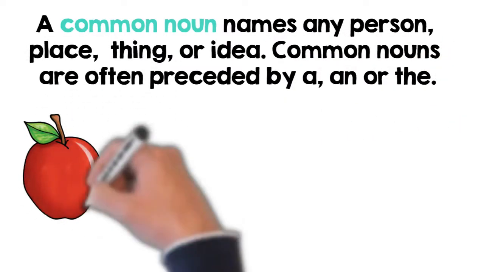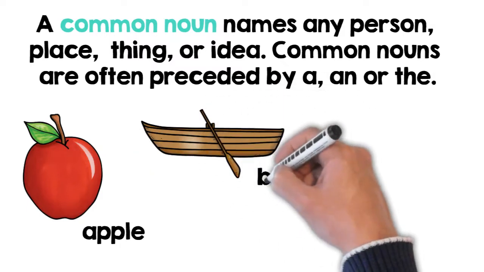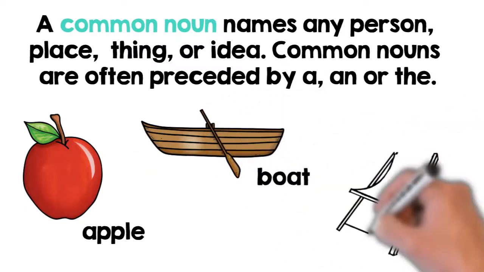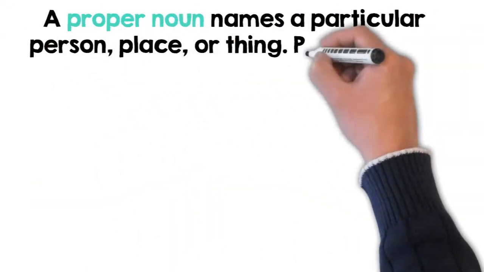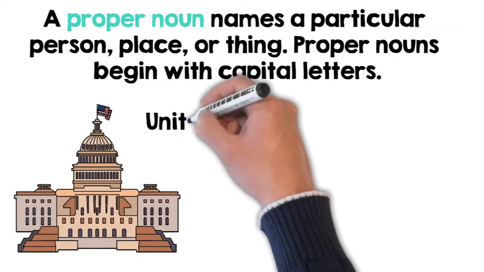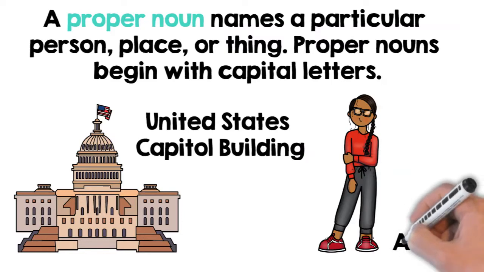A common noun names any person, place, thing, or idea. Common nouns are often preceded by a, an, or the. A proper noun names a particular person, place, or thing. Proper nouns begin with capital letters.